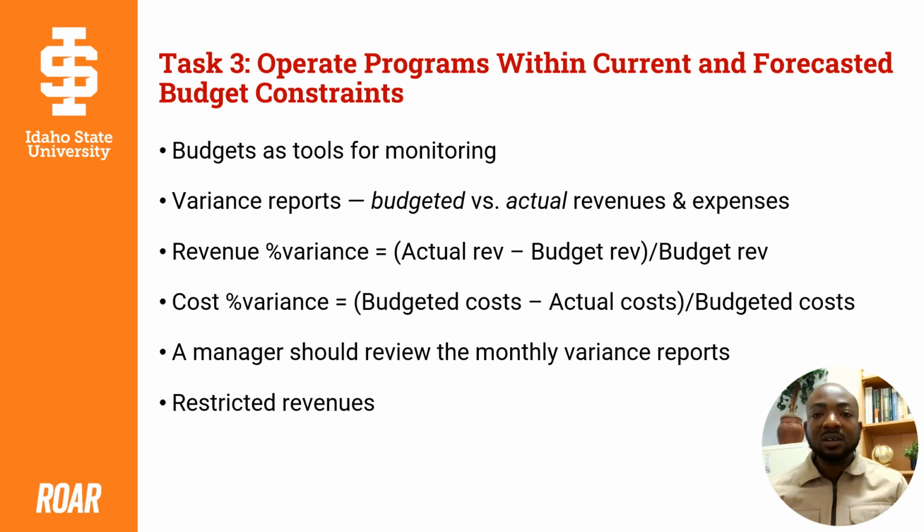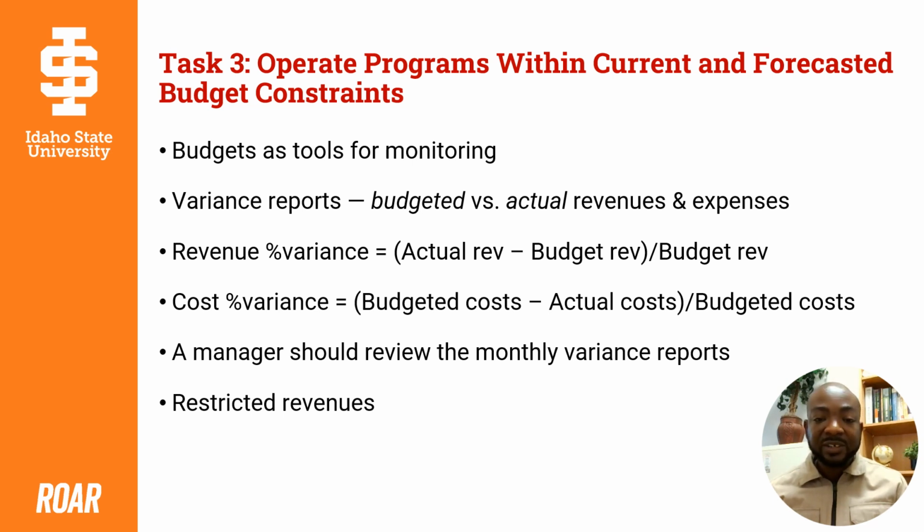Variance reports will often also include a column that calculates the percent variance to help the manager quickly assess whether the variance is positive, which is called a favorable variance, where actual is better than budgeted, or if the variance is negative, called an unfavorable variance, where actual is worse than budgeted.